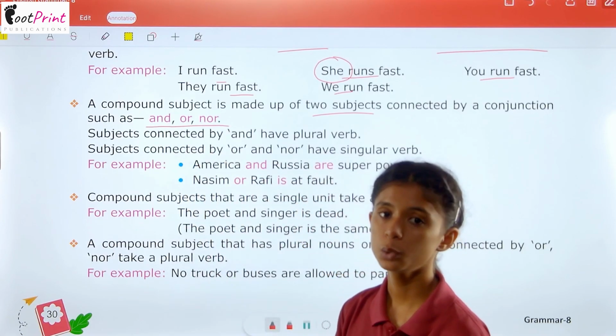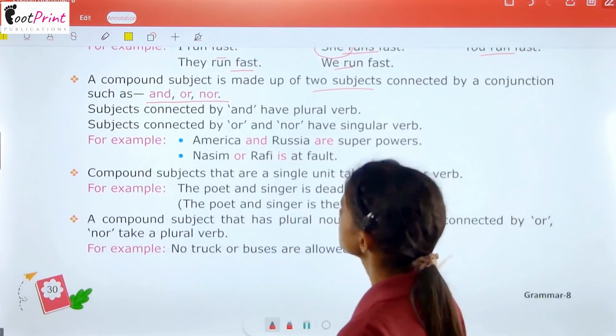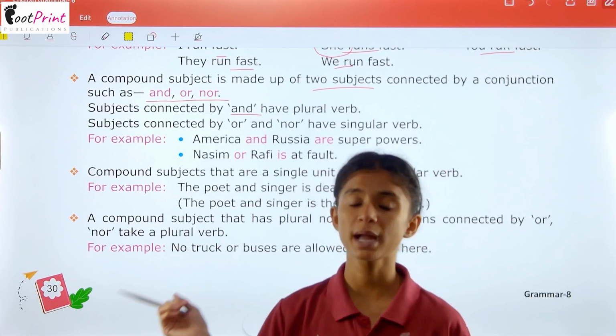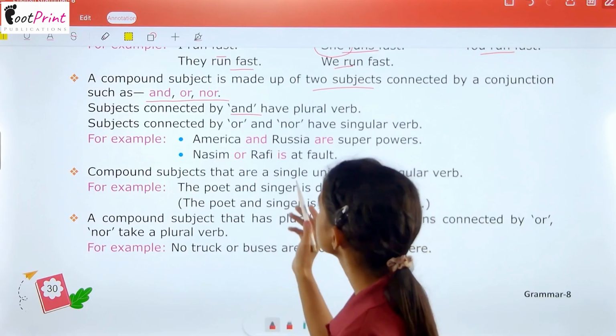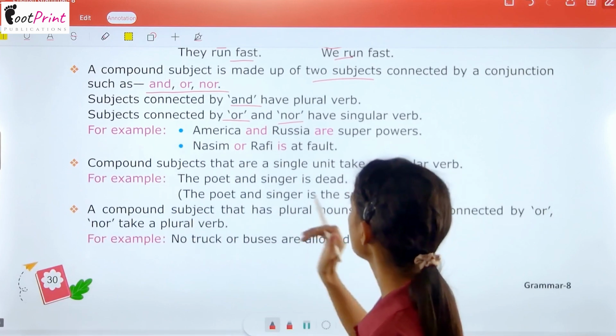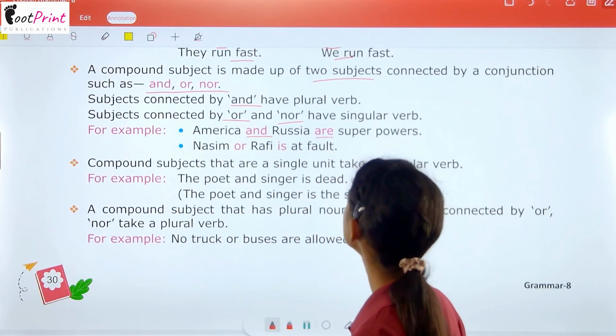Here we are looking at compound subject. Subjects connected by and have a plural verb. So the subjects that we have connected by and, they will have a plural verb. Subjects connected by or and nor have a singular verb. Okay? For example, America and Russia are superpowers.